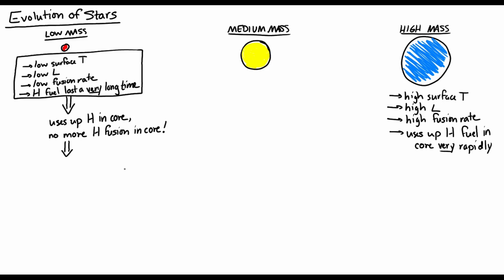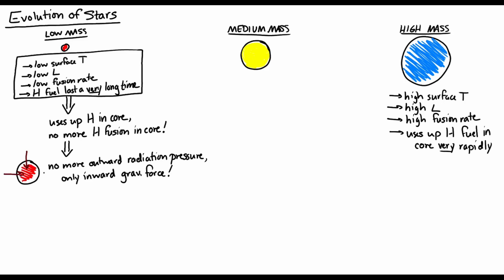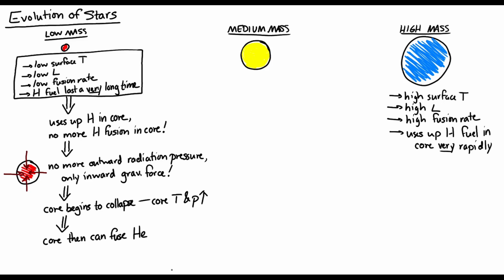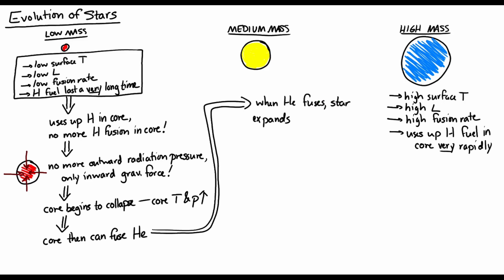Once that happens, there's no more outward radiation pressure, and there's only gravitational force inward. Hydrostatic equilibrium is disrupted. And so the core of the star begins to collapse, and the core of the star increases in temperature and pressure until it's actually able to fuse helium. Now, I'm going to give a very abbreviated story of what happens here, but once it starts to fuse helium, it actually begins to expand in the outer part of the star. The outer part of the star becomes physically larger. The radius of the star increases by a great deal.